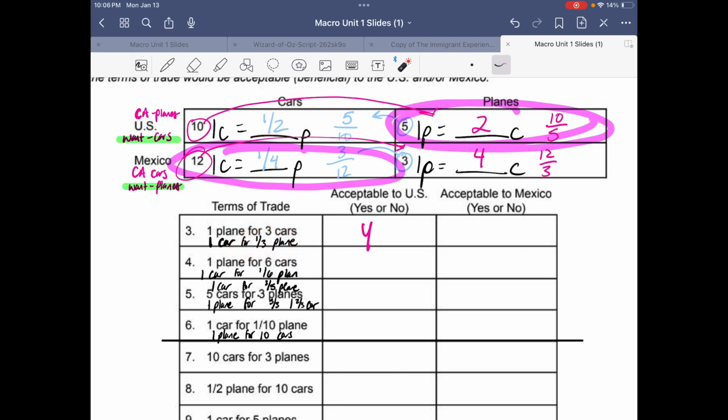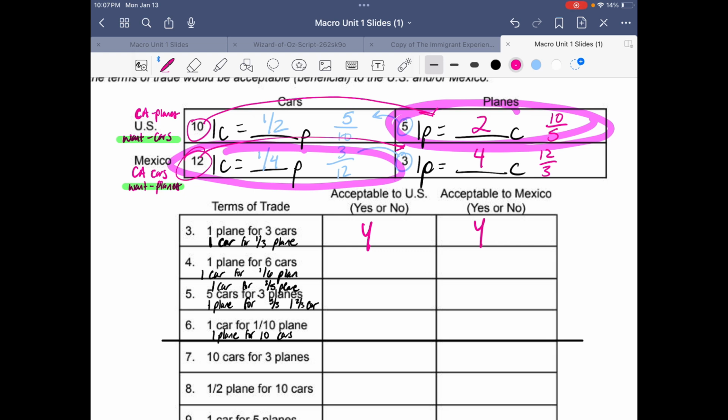Okay, let's go to Mexico. Mexico, we're going to ignore what they're making. We're going to focus on what they want. They want planes. If they produce 1 plane in Mexico, it's the same energy and resources it would take to make 4 cars. And the proposed trade is 1 plane for 3 cars. Well, 3 is less than 4, so sounds like a heck of a deal. There we go. They are fine with that one. Okay, moving forward, let's go to the next one.